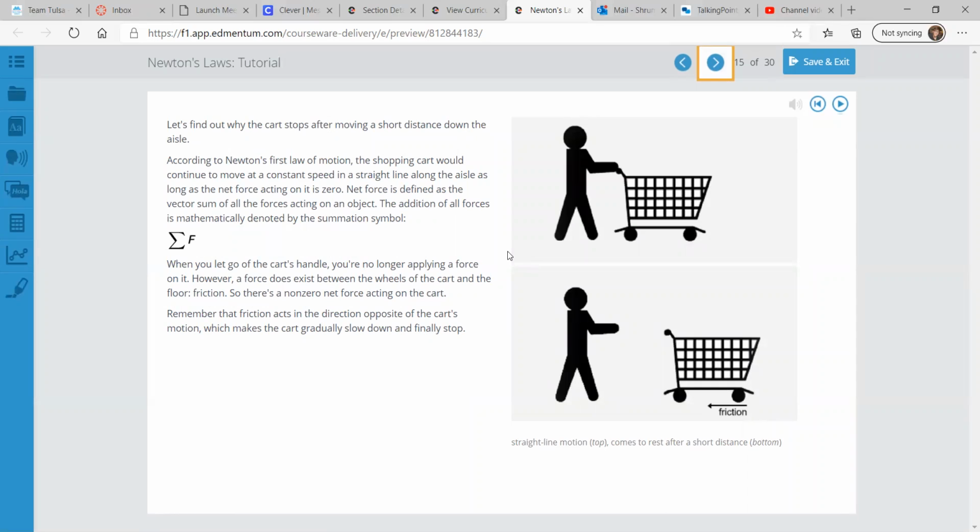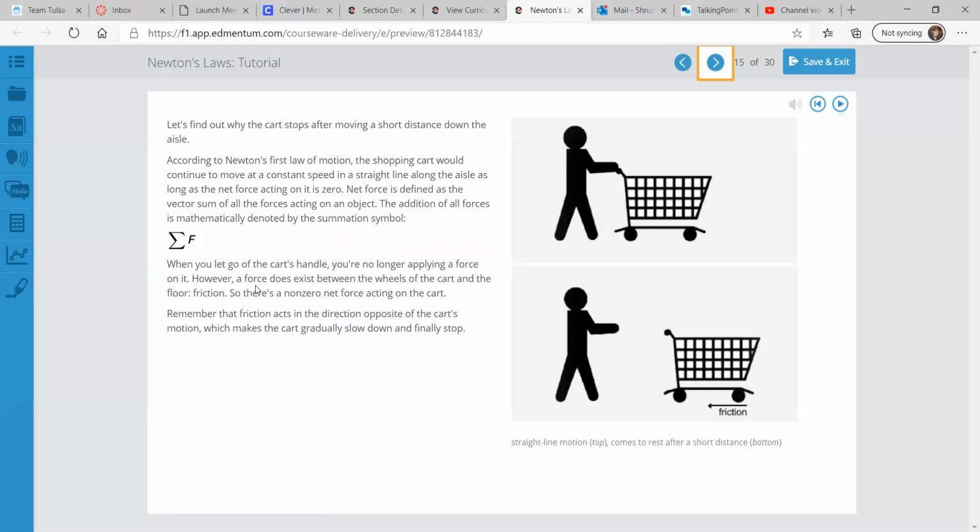So now we're going to look at why the cart stops after moving a short distance down the aisle. According to Newton's first law, the shopping cart would continue to move at a constant speed in a straight line along the aisle as long as the net force acting on it is zero. Now, net force, what does that mean? That's just the vector sum of all the forces acting on an object. The addition of all forces is mathematically denoted by the summation symbol, this symbol. That just means we're adding up anything that follows.